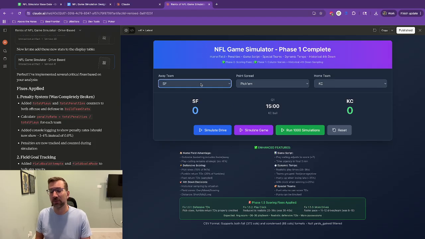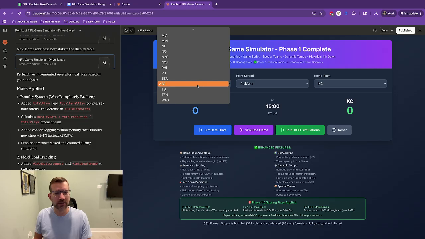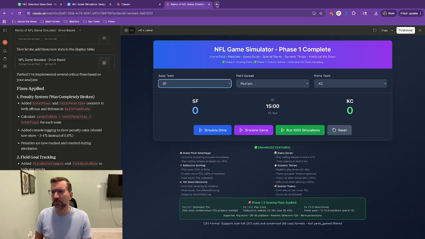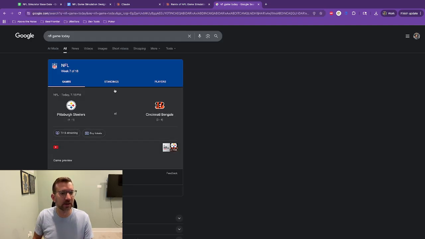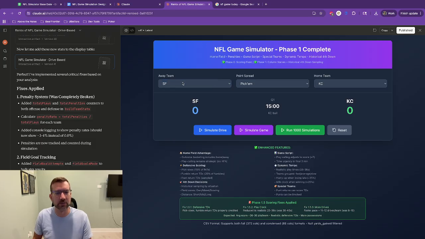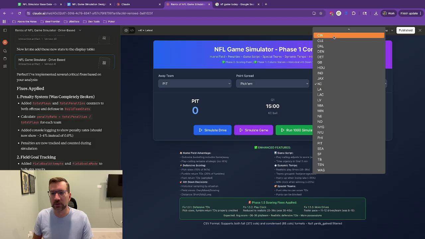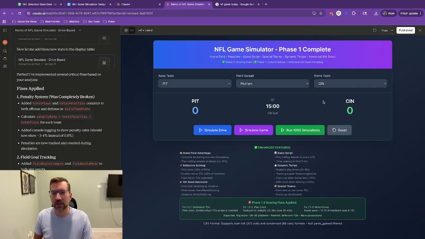And at first I was super optimistic. So let's take today, which, who actually plays today? NFL game today. Yeah. Oh yeah, Steelers and Bengals. I was thinking the Browns for some reason. So in this case, we would take Pittsburgh, set them to the away team, and we would take Cincinnati, and set them to the home team.